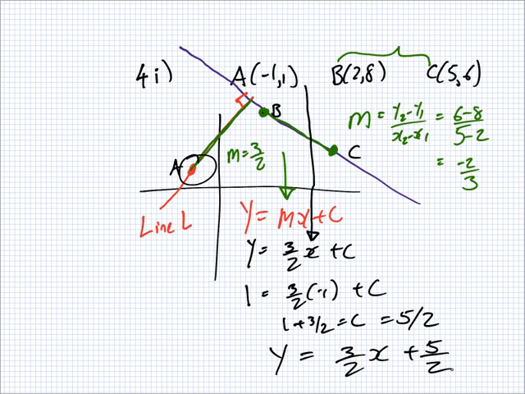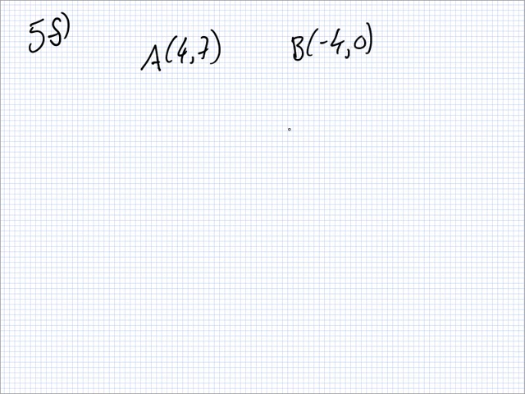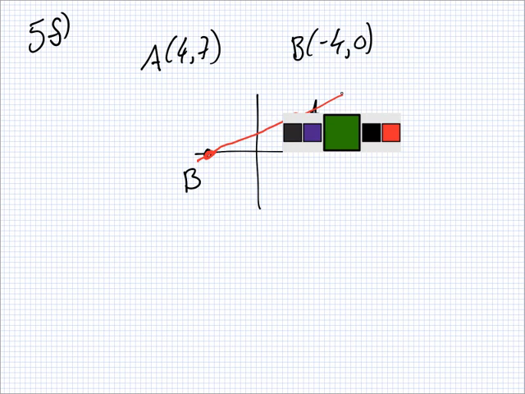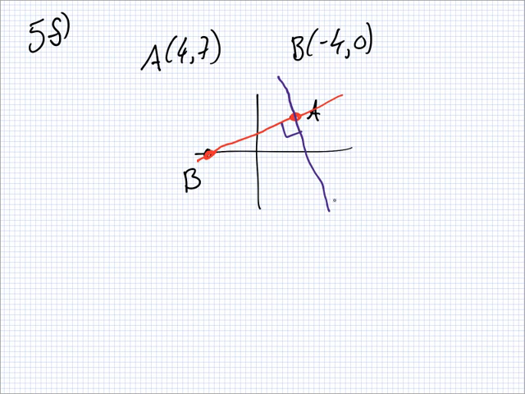Number 5? Yeah. I'll do the last one, okay? So 5F now. Oh, sorry, do you have this? Yep. 5F. You have A, 4, 7, and B, minus 4, 0. The line L contains A and is perpendicular to AB. Okay, so there's A, there's B, there's AB, and we want this line, the line that contains A and is perpendicular. So we want this line. This is what we want, okay?